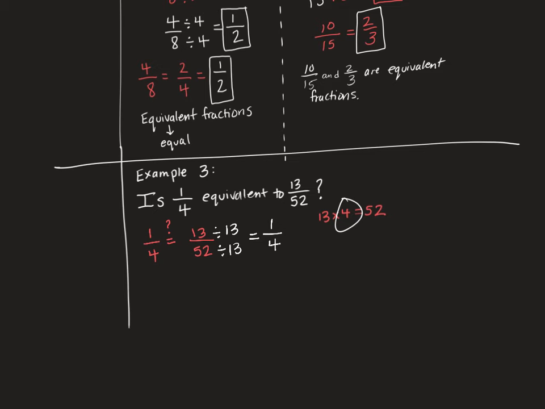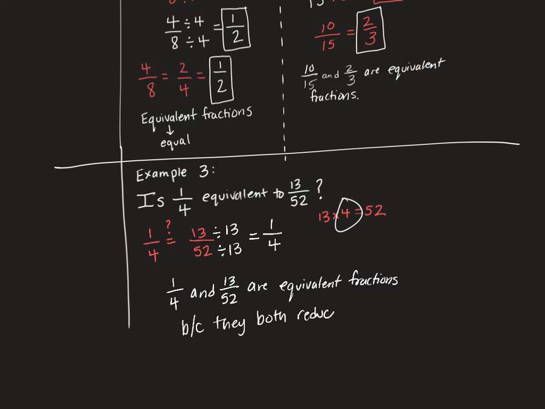We just found that 13 over 52 is equivalent to 1/4. So we could say 1/4 and 13/52 are equivalent fractions, because they both reduce to 1/4. That's pretty cool.